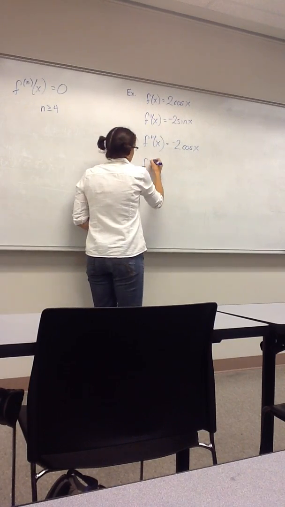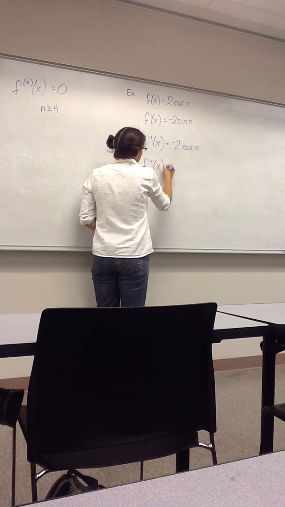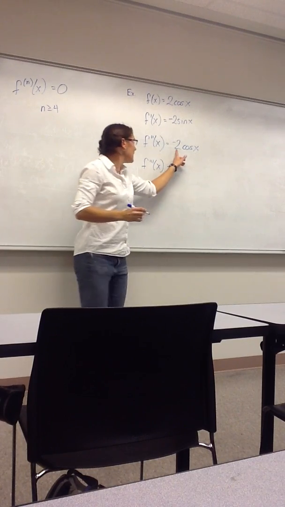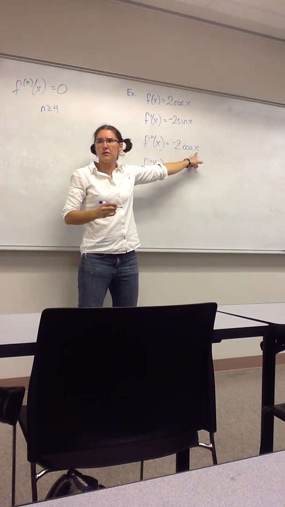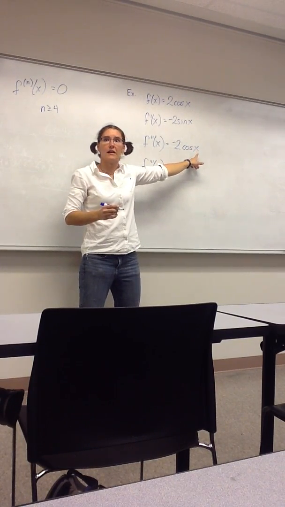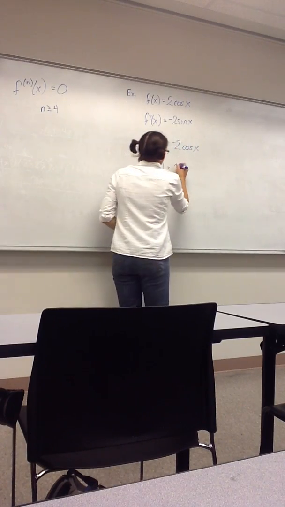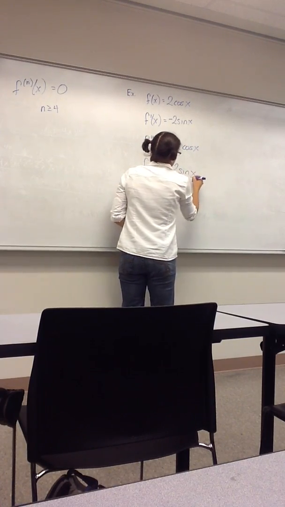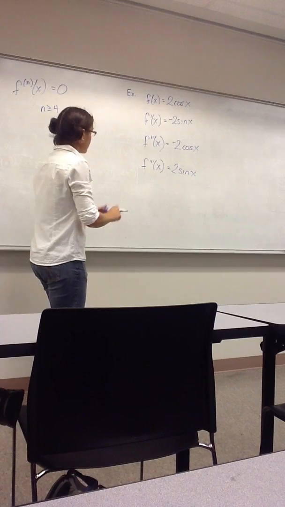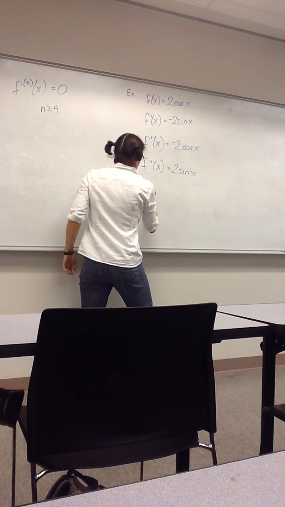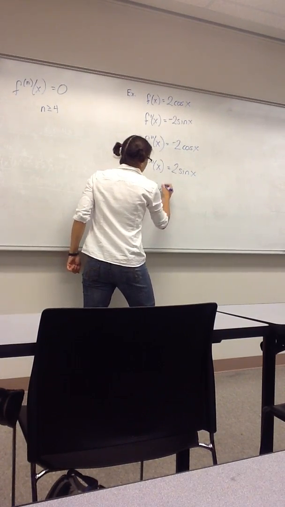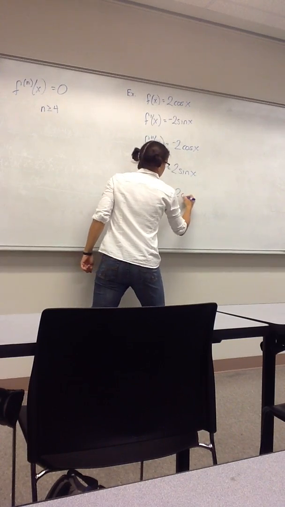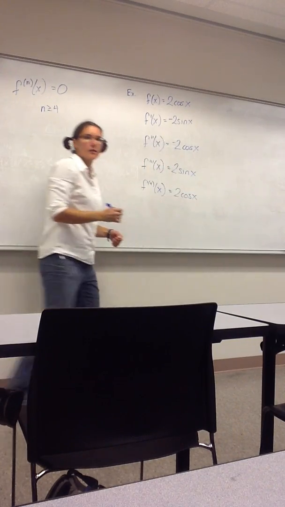And now I can take my third derivative, and so I've got negative 2 times the derivative of cosine x. Derivative of cosine x is negative sine, so the negatives cancel, and I've got 2 times the sine of x, okay? And then we've got our fourth derivative, which is 2 cosine x.